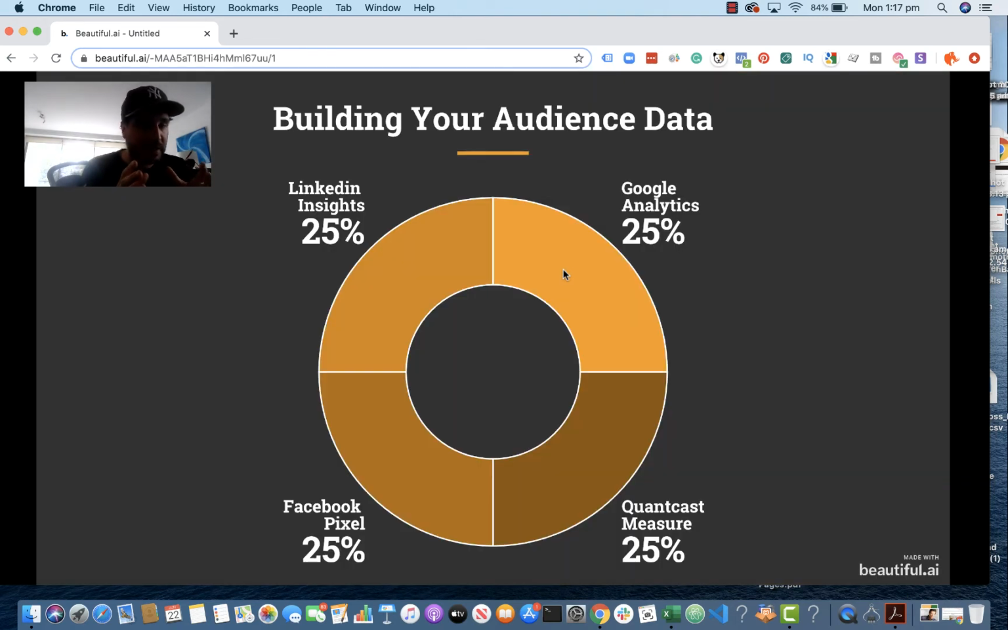There's tags and pixels that I recommend you should always have on your website. So these are LinkedIn Insights, Google Analytics, Facebook Pixel, Quantcast Measure. You probably haven't heard of Quantcast Measure before, and we'll talk a little bit about that. It's free as well, which is great.